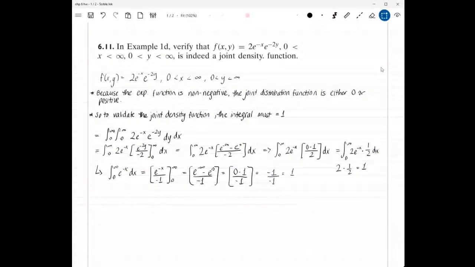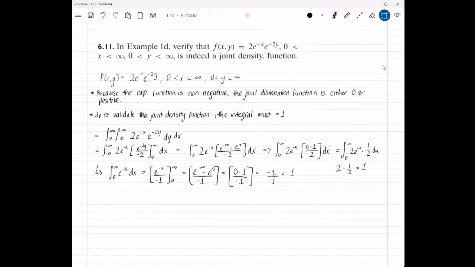Yes. Okay, so I'm presenting question 6.11, and it asks in example 1D, verify that f of x, y equals 2e to the power of negative x times e to the power of negative 2y is indeed a joint density function. So in order to do that, we have to validate the joint density function by checking that the integral must be equal to 1. And because the exponential function is non-negative, we also know that the joint density function is greater than or equal to zero. So we set up the integral with the bounds they gave us, from zero to infinity for both x and y.